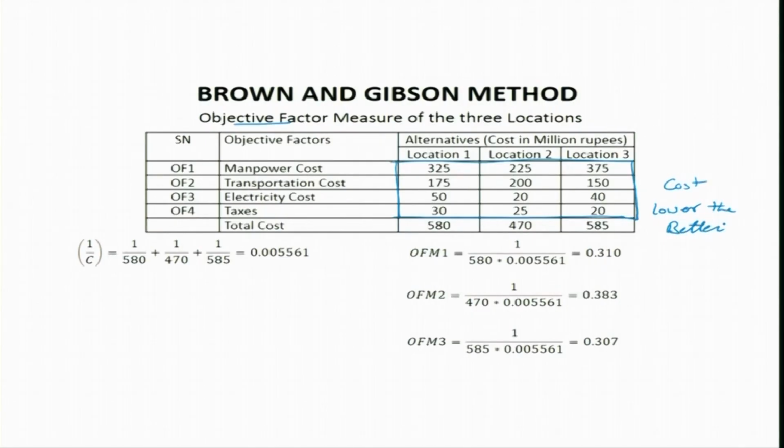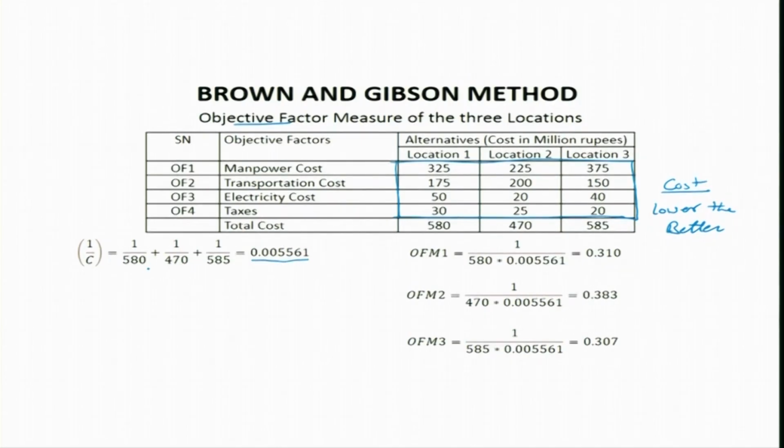We will take the reciprocals of them, and then add them and then take the reciprocal. That way we get the factor 1 by C, which is 0.005561. I am repeating, we will take the reciprocal of these costs. Why are we taking the reciprocal? Because for cost, lower is better. So, if we take the reciprocals, the number which is higher will be better.